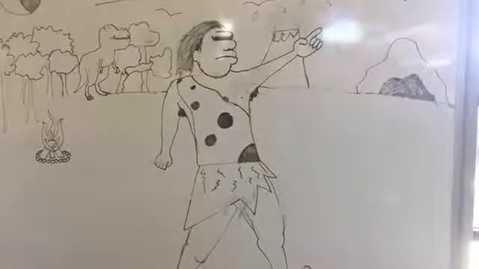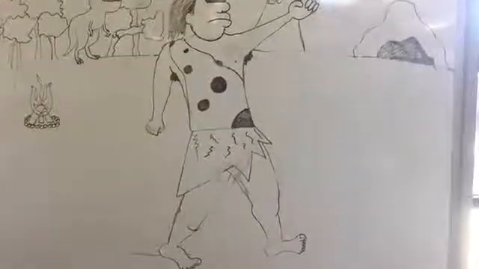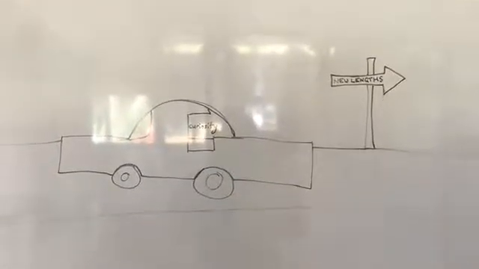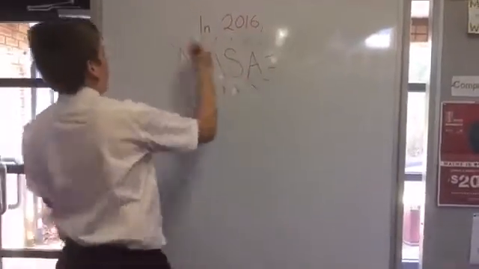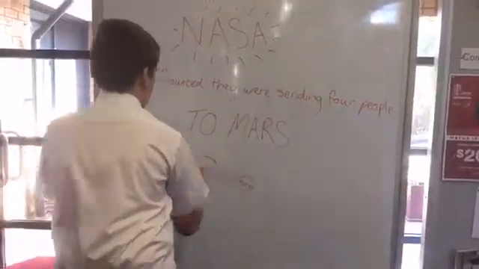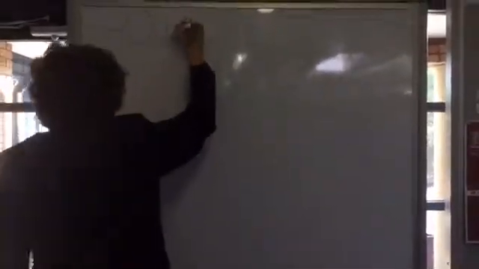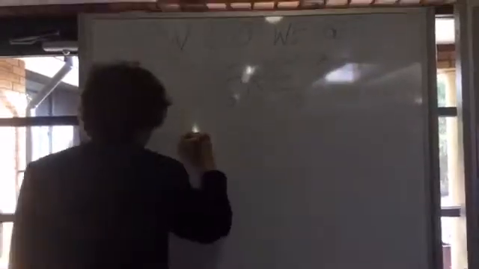Since the beginning of time, man has had curiosity. That curiosity has driven all of humanity to new lengths. In 2016, NASA announced that they were sending 4 people to Mars. But there was just one problem. How do we get there? Mathematically.